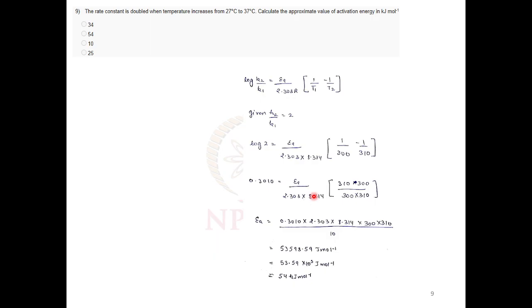Now here one needs to find the rate constant. If the rate constant is doubled when the temperature increases from 27 to 37 degrees Celsius, calculate the approximate value of activation energy in kilojoules per mole. So the same kind of approach will be used.